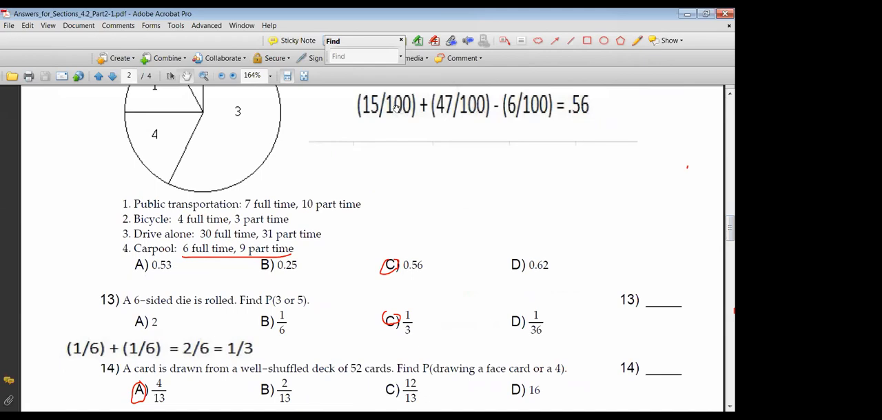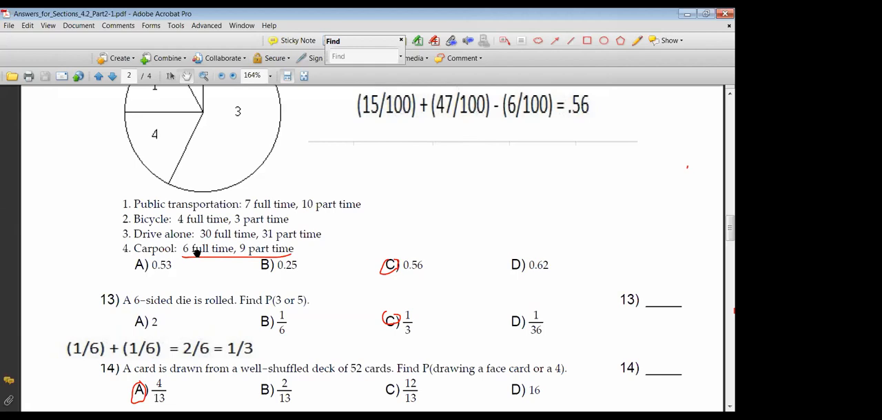How many people work full-time? We got seven people here, four people there, 30 people here, and six people there. For 47. But wait a minute, these six people also carpool. So I counted them once already as being carpool people, and I'm about to count them again as being full-timers. No, you only count these people once. You either count them as being a full-timer or a person who carpools. So what I did here is I subtracted those six people because I counted them twice.